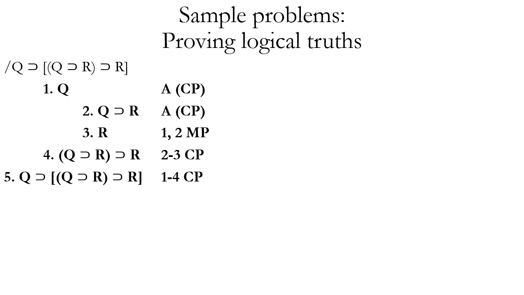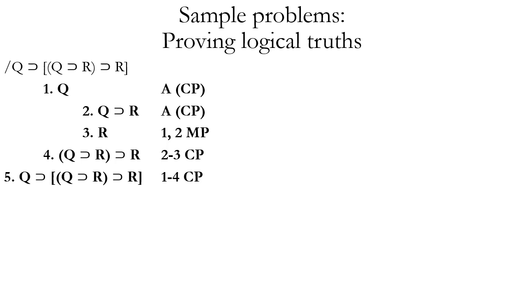Now we're ready to finish. We can see that the assumption Q led to the further assumption parentheses Q horseshoe R close parentheses horseshoe R, and that matches the form of the main conditional we're trying to prove after the slash at the top. So we can exit out of our first assumption straight away, creating a new conditional, this time with Q as our antecedent and all of line 4 as the consequent.